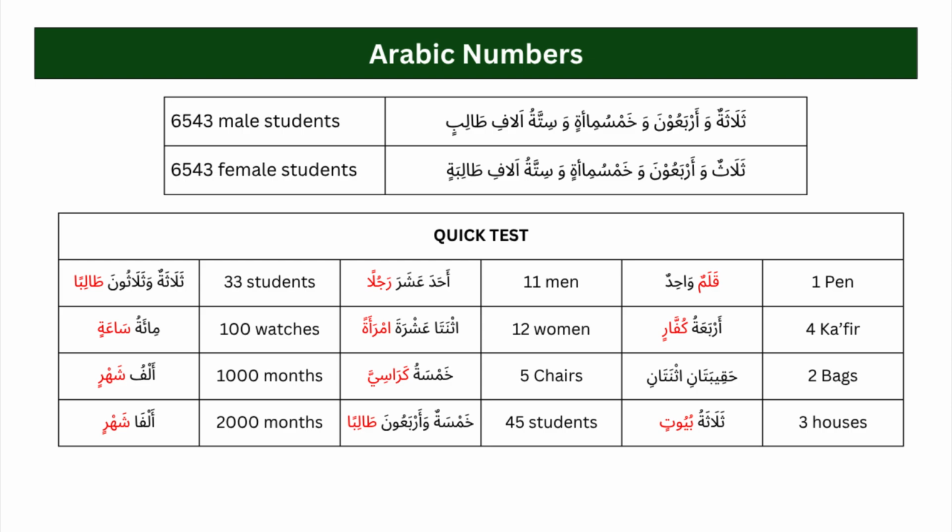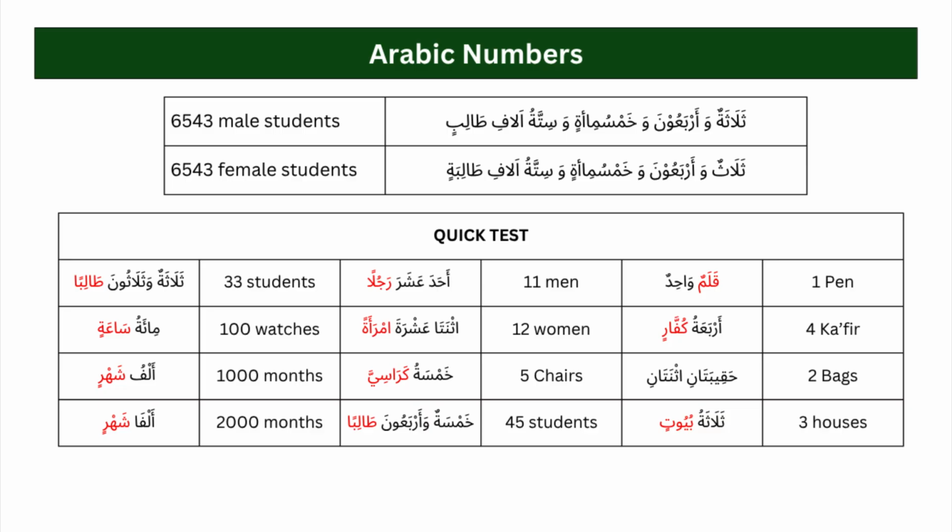11 men. Ahada ashara rajulan. This is correct. Why? Because with 11, the ma'dud is singular mansub, and both parts of the number agree with the masculine counted noun. 33 students. Thalathatun wa thalathuna taliban. This follows the rule of numbers joined with wow. The ma'dud is singular mansub.